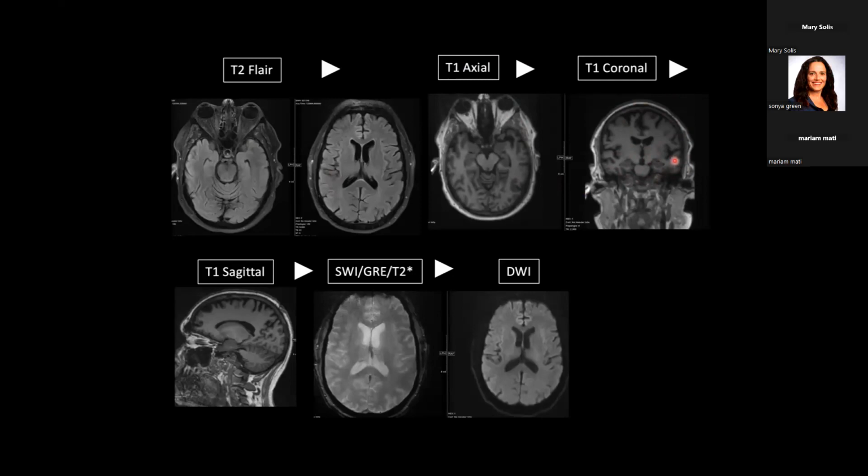And that's the main reason for looking at the coronal image, to really get a good feel for those structures. Then I look at the T1 sagittal. This allows you to compare frontal lobe to parietal lobe to occipital lobe. And it really helps if you're trying to decide, well, is there some parietal lobe atrophy like what we might see in an Alzheimer's patient?